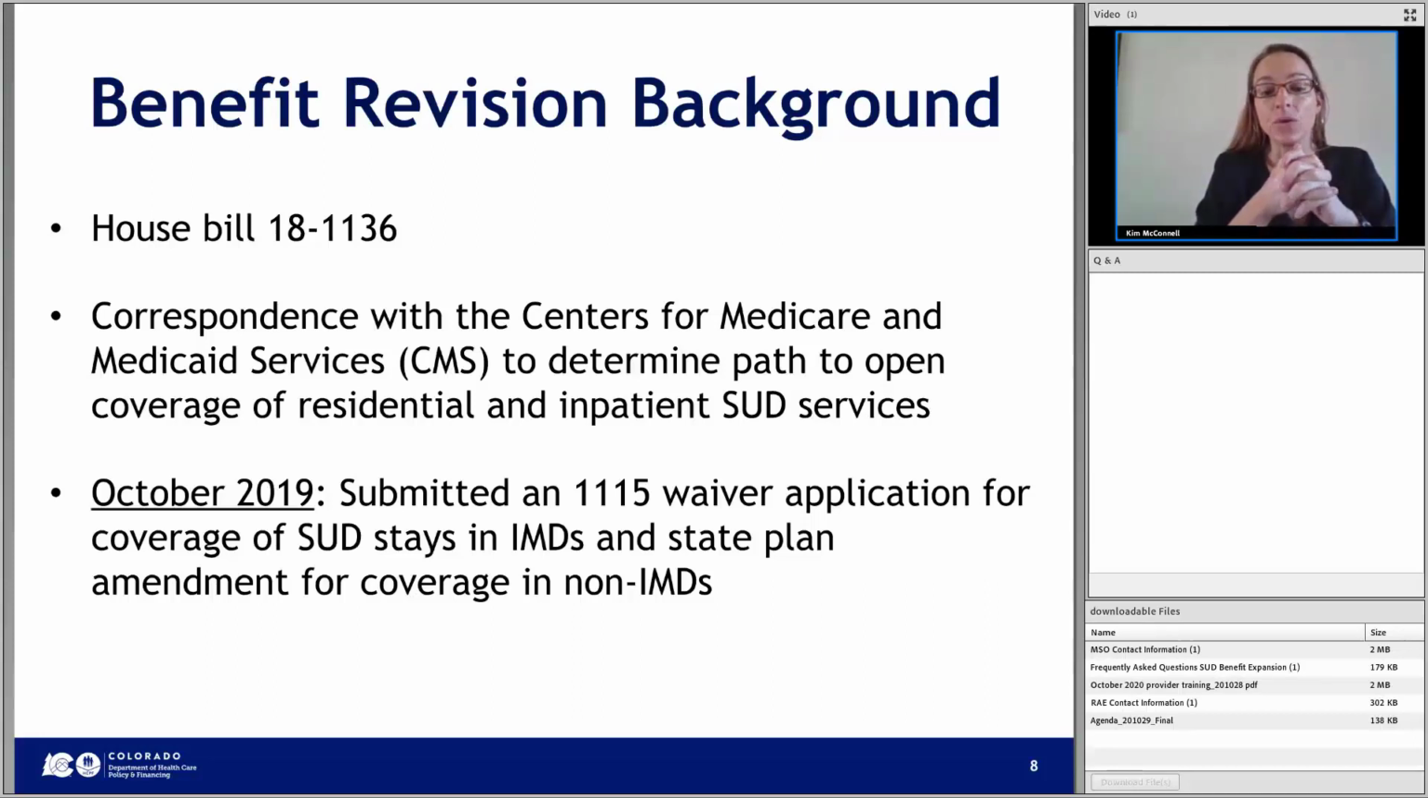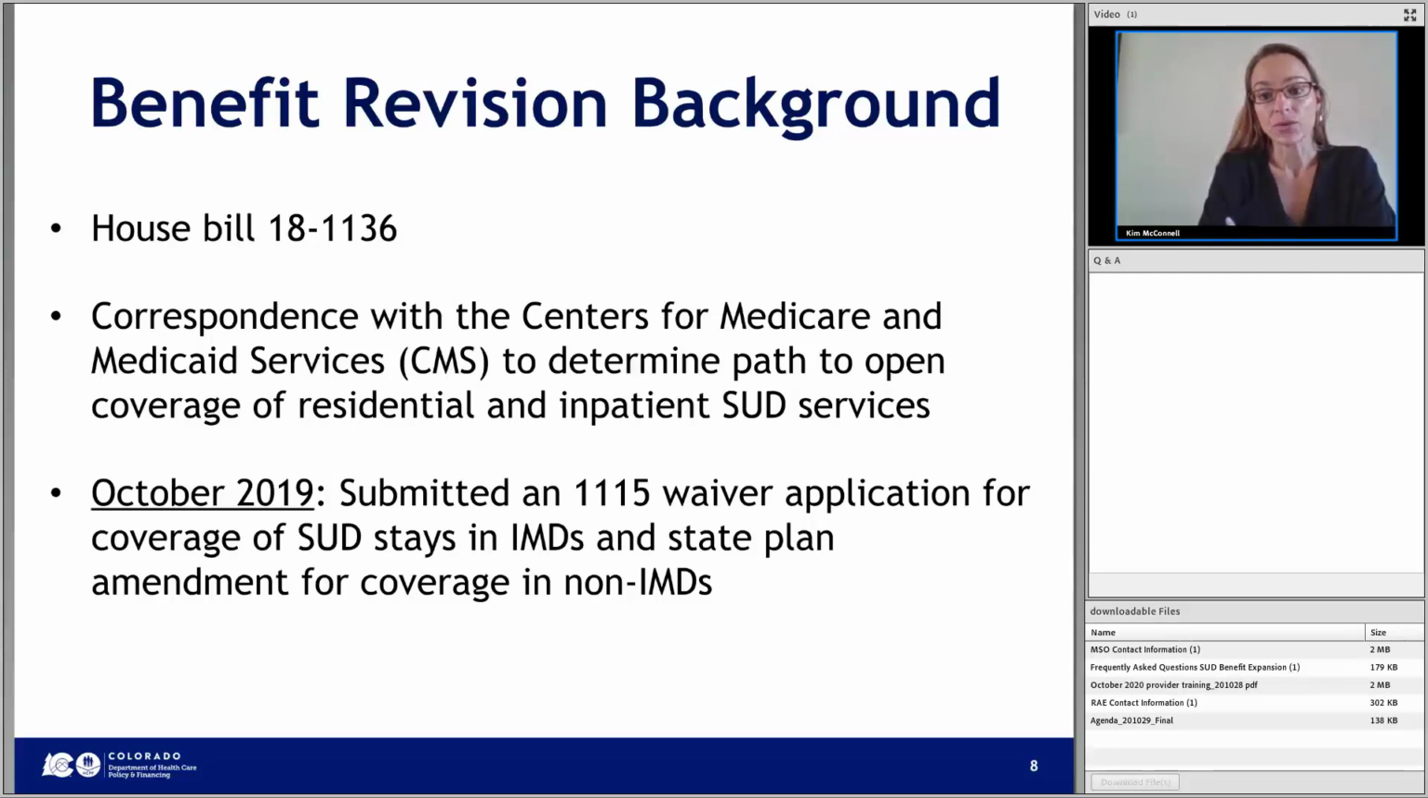In addition to that, in order to cover the services in any larger facility, a facility of 16 beds or more that is primarily offering behavioral health services is called an institution for mental disease, an IMD, according to CMS, the Centers for Medicare and Medicaid Services, the federal arm of Medicaid. In order to cover the services in those larger facilities, we had to submit an 1115 demonstration application. That was done in October 2019, and according to recent communications with our federal partners, we are very close to having approval for that demonstration, which is very exciting.